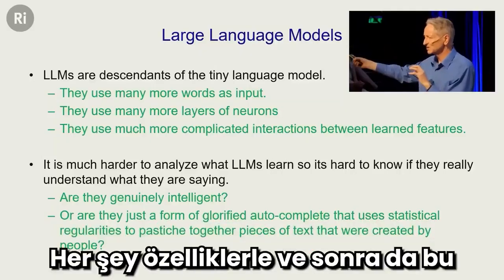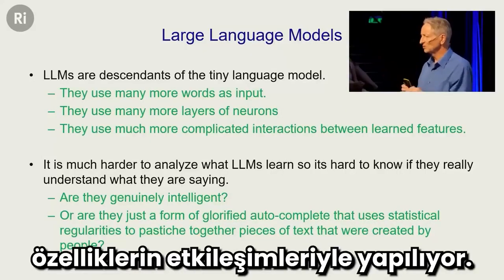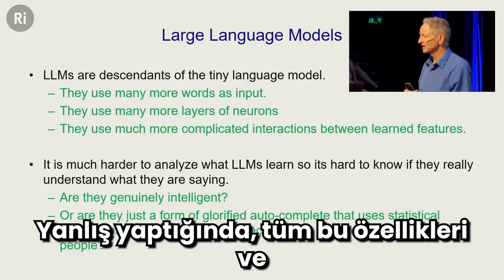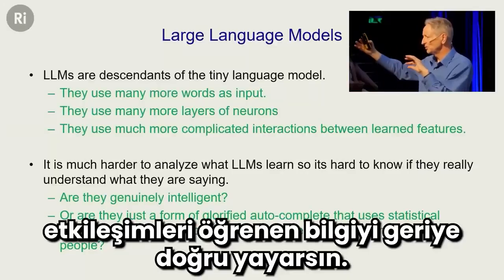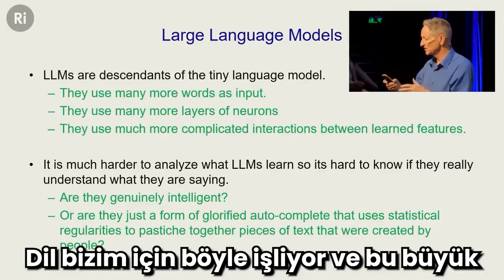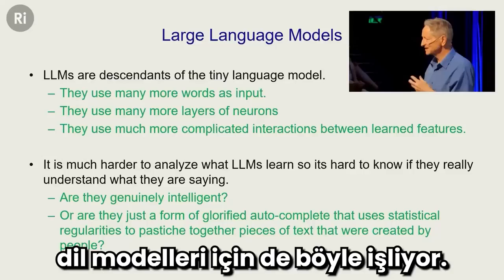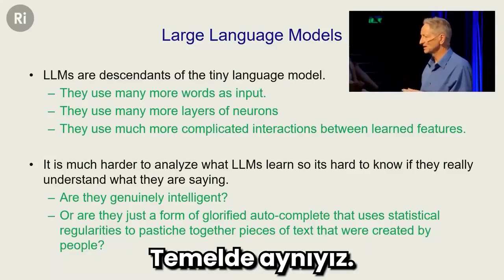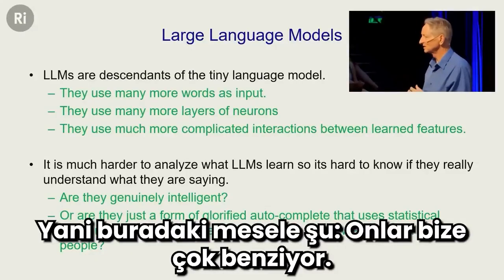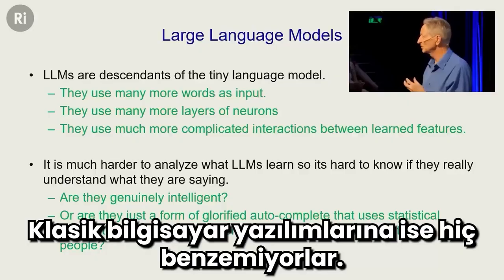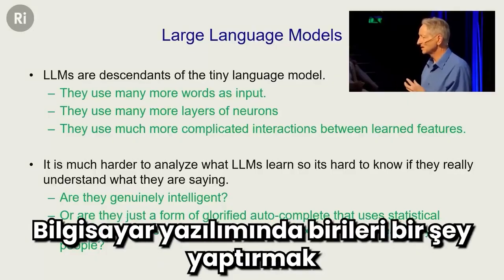You're trying to predict the next word. You do it in a more complicated way. It's all done with features and then interactions. When you get it wrong, you backpropagate information that learns all these features and then interactions. That's how language works for us, and it's how it works for these large language models. We're basically the same. So the point here is they're very like us.